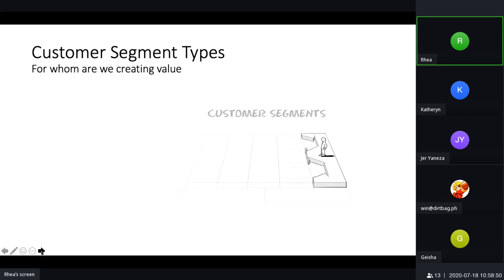So there are a lot of customer segment types. We have mass market. If you decide that this particular startup of yours is intended for the many, very much similar to soaps, shampoos, like the basic necessities, food. So those are intended for the mass market. We also have what we call as niche market.